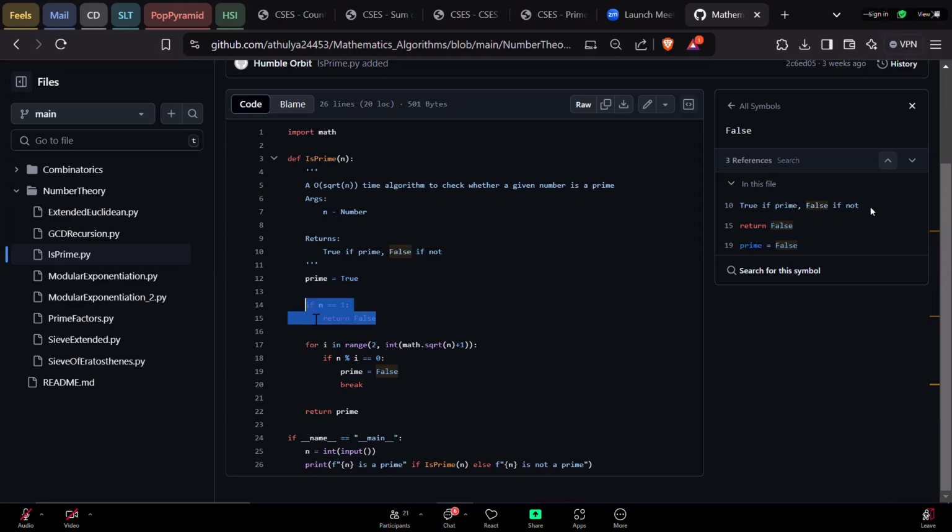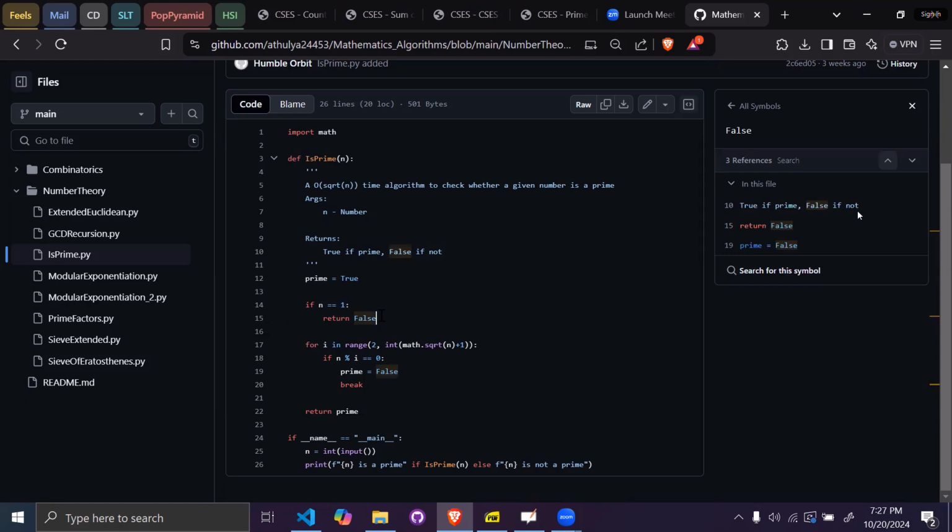N equals 1 is a special case. N is neither a prime nor a composite. Therefore, we need to deal with this specifically when we are dealing with primes. 1 is neither a prime nor a composite. So when we are done with 1, we will come to the main part of the function.